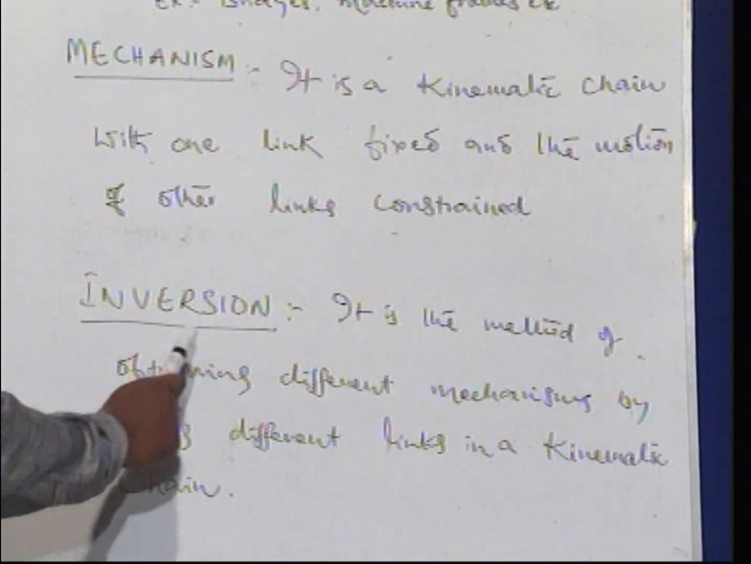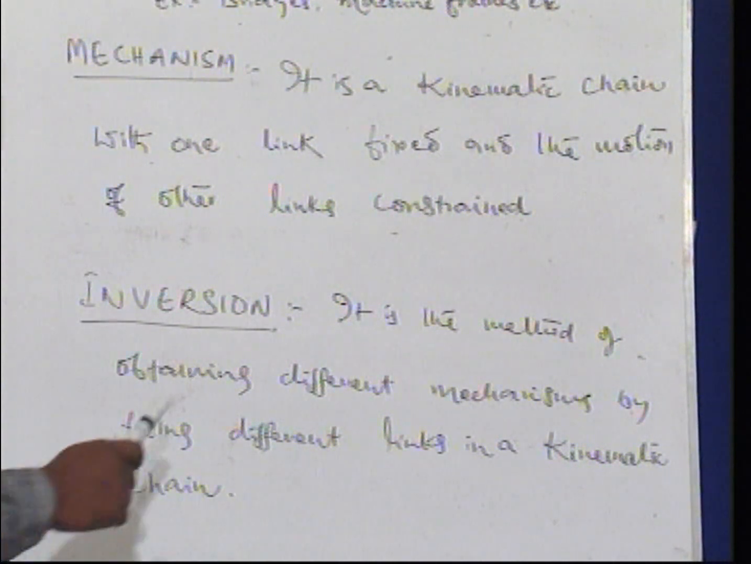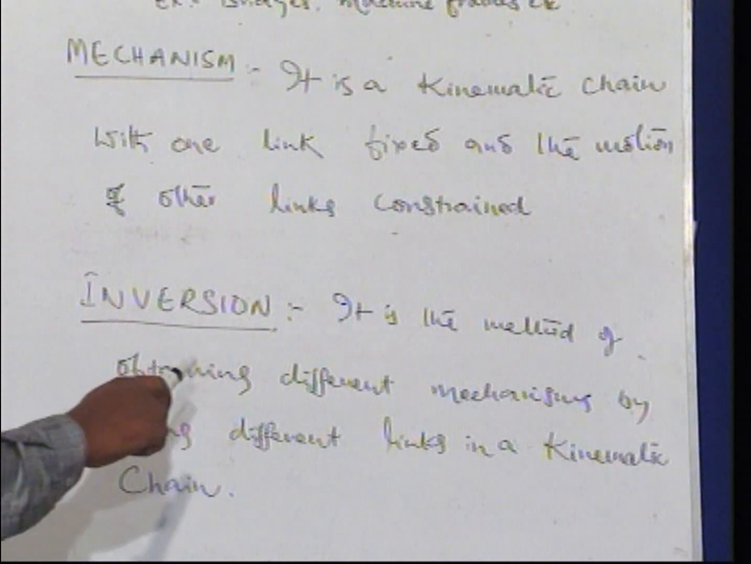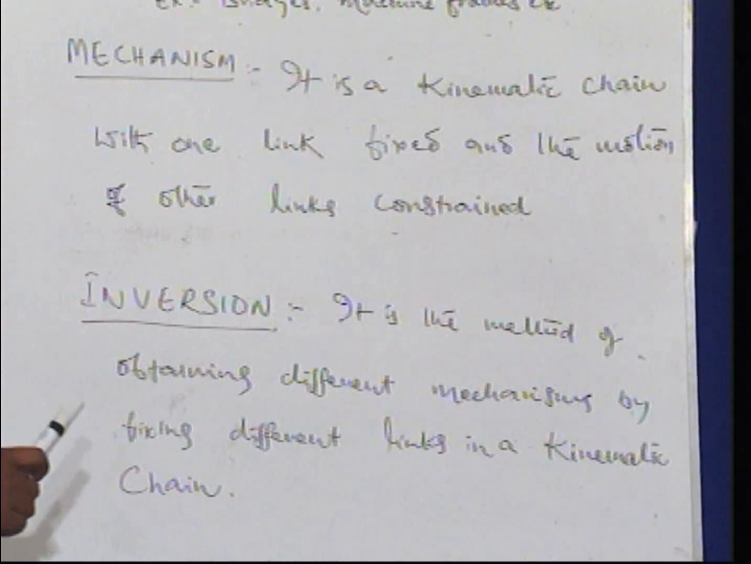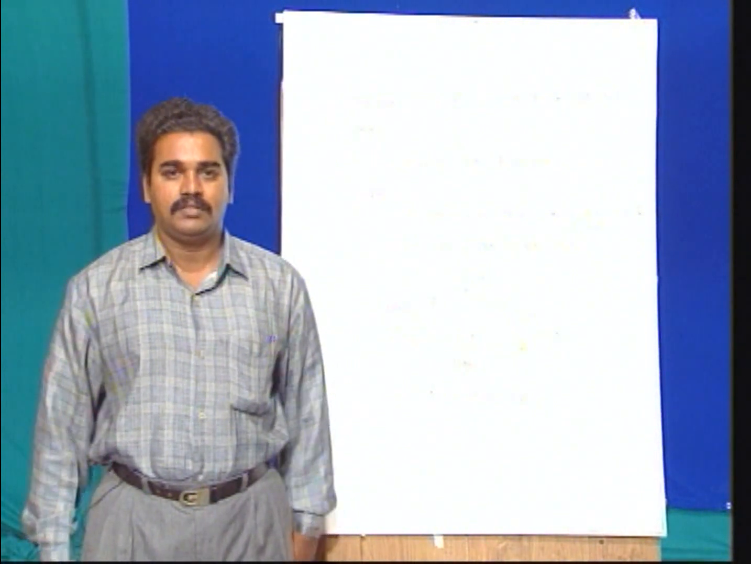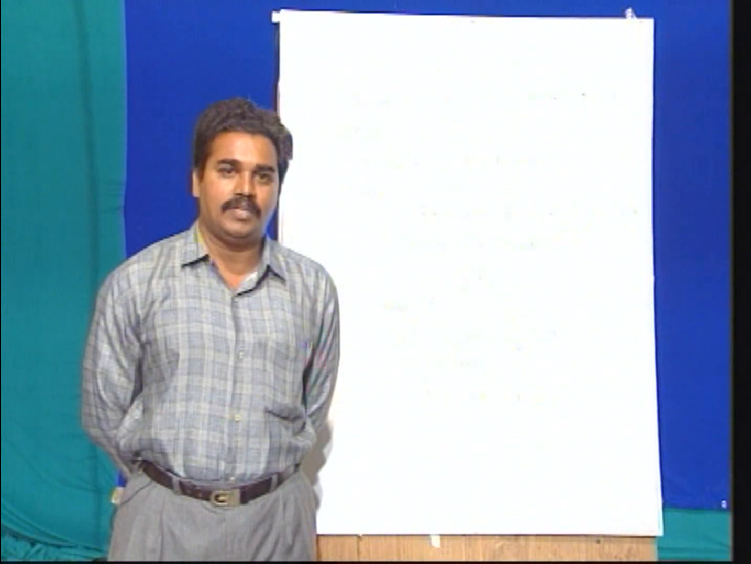This is how inversion is obtained, by fixing the links and allowing the relative motion in the other links. We have seen what a structure is and what a mechanism is, and also what inversion is.